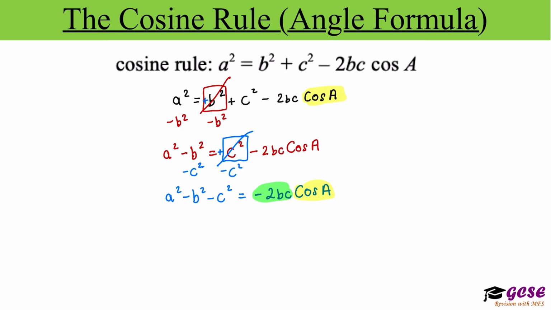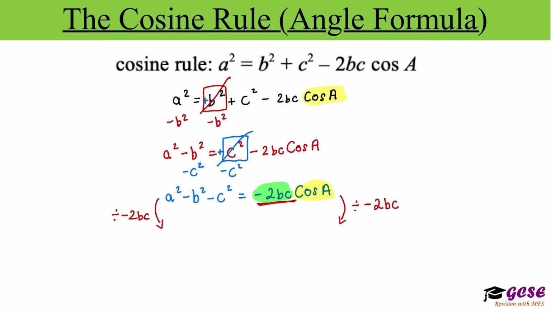So what we're going to do here is divide by negative 2bc. Okay, because at the moment cos A is being multiplied by all of this. It's being multiplied by negative 2bc. So to get rid of it, we're going to do the opposite of it, and we're going to divide by negative 2bc. And if we're dividing on one side, we have to do the same on the other side. We're going to divide by negative 2bc.